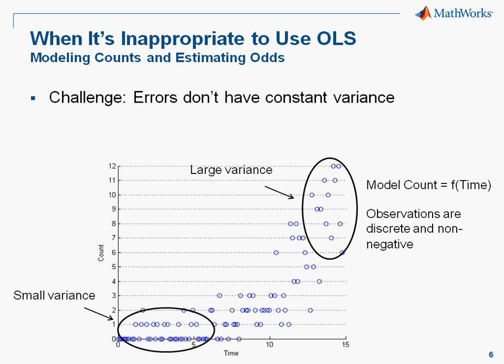Just by eyeballing the curve, you can tell that the errors don't exhibit constant variance. In the lower left, the area where the observations are all clumped together, the errors will have a relatively small variance. The observations in the upper right are spread apart. Here the errors will have a relatively large variance.